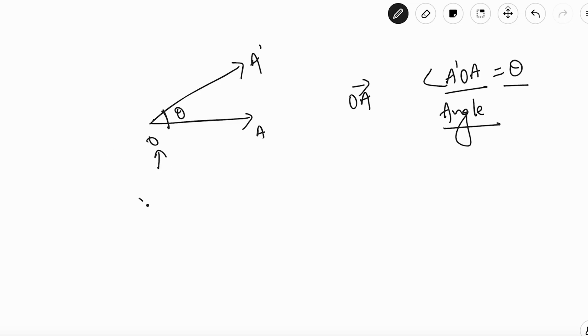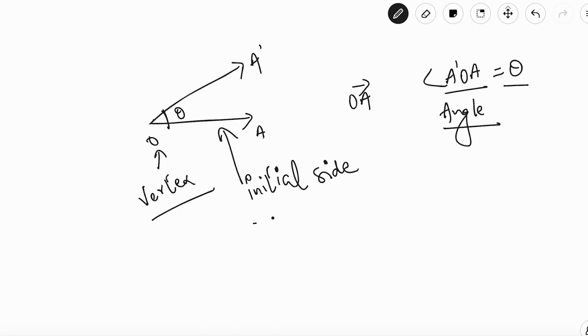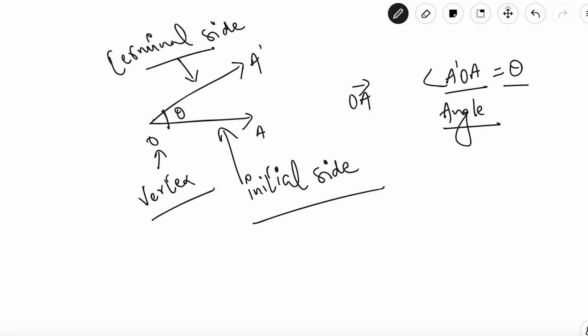Now here O is called the vertex. OA is called the initial side, because it was the initial place from where we moved our ray OA. This OA dash is called the terminal side.